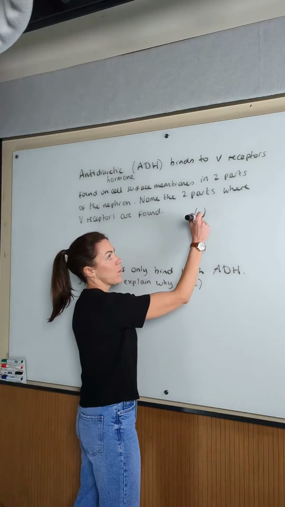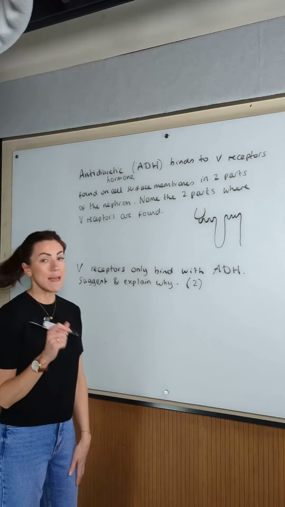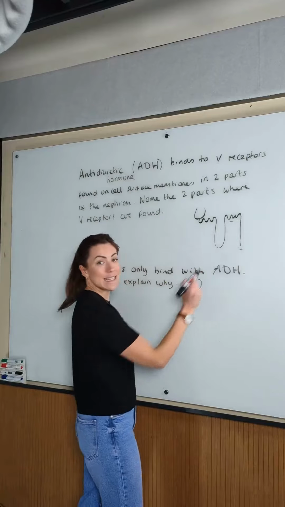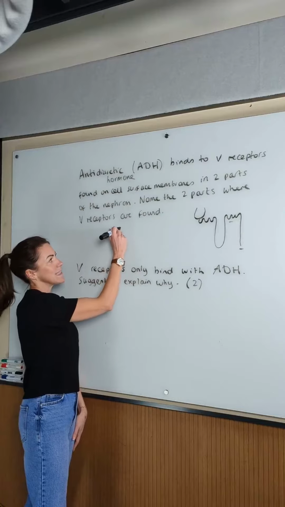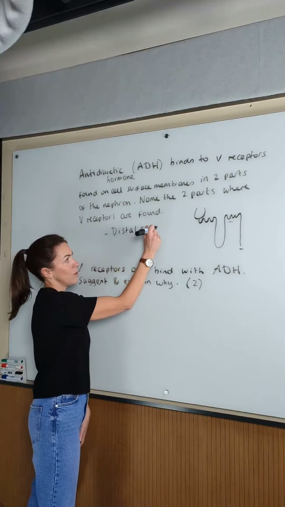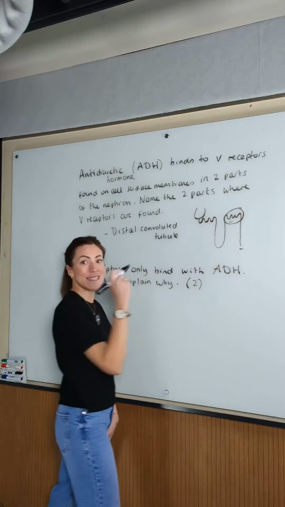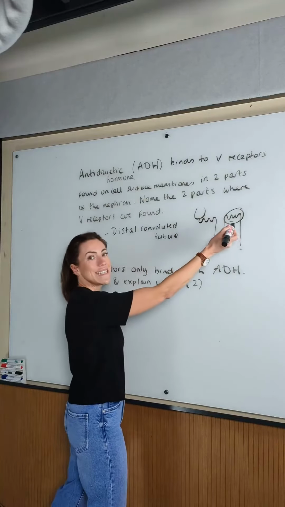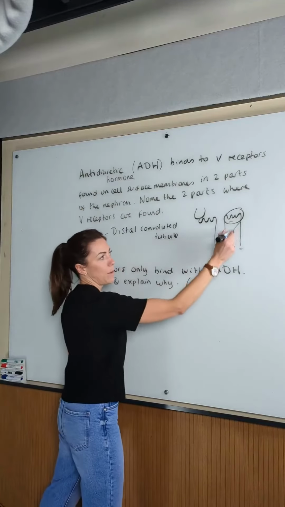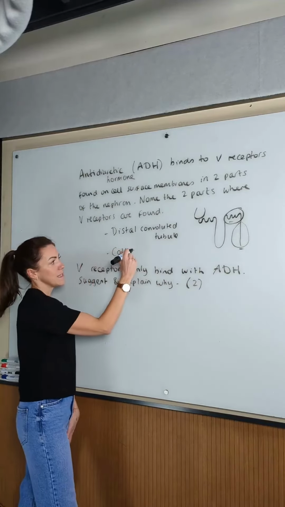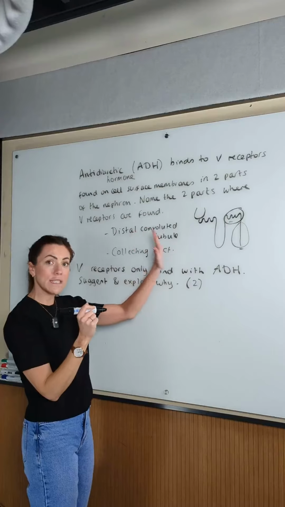So again, let's just do a quick sketch of our nephron. Now, the receptors for ADH are found in these last two regions. So they're found on the epithelial cells that line the DCT, or the distal convoluted tubule, which is this bit here, the second convoluted tubule, or the most distant convoluted tubule from the Bowman's capsule. They're also found in the final part of the nephron, which is obviously the collecting duct. So they're the two places where we find the receptors for ADH.